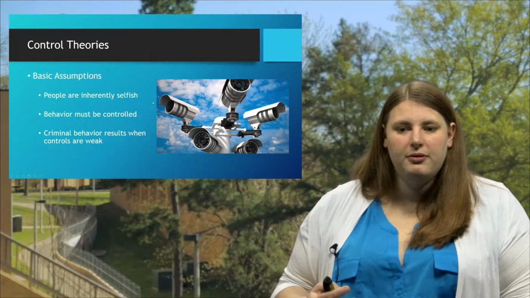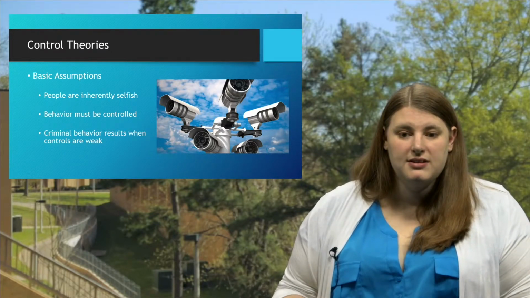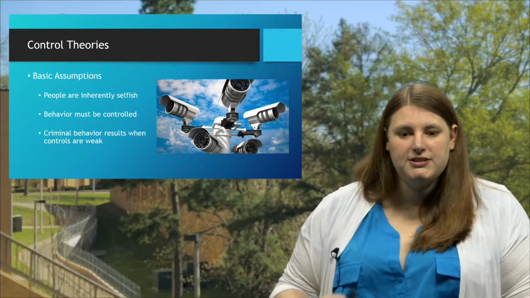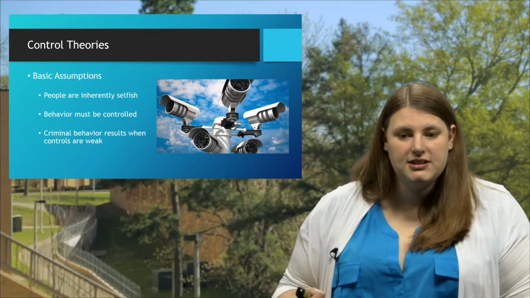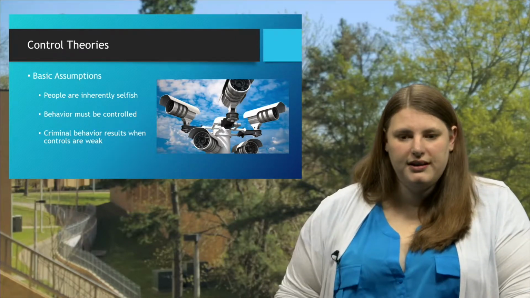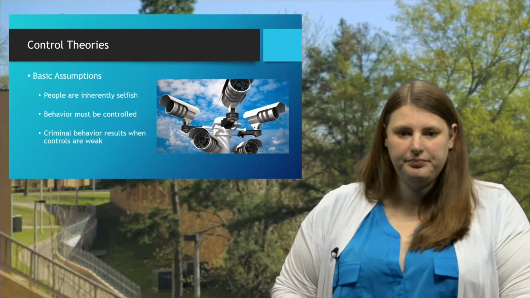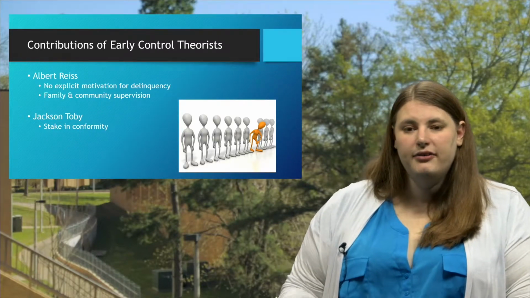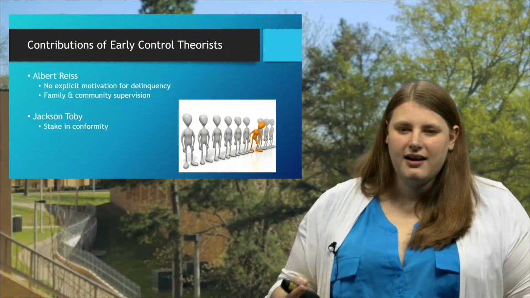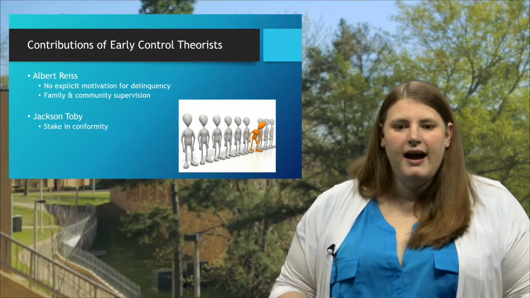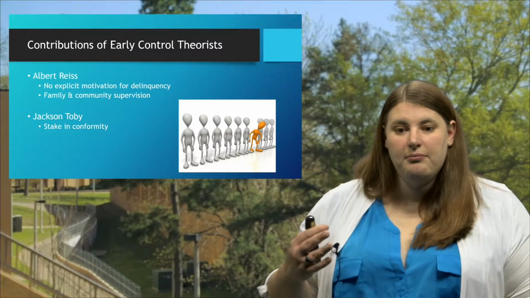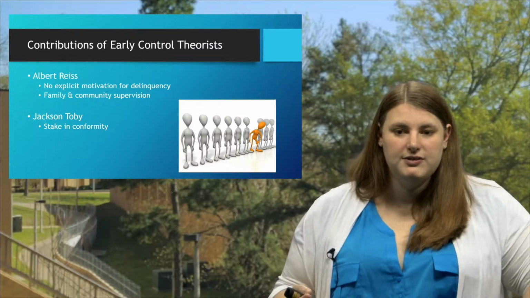Control theories believe that criminal behavior is the result of weak controls, meaning that society has failed to stop the person's innate behavior, and as such, the person engages in crime because of their innate selfishness. The mechanisms of control vary between control theories, but all control theories share these basic assumptions. Your textbook covers several early control theories. I'm not going to go in depth on these early theories because they're not commonly researched in modern criminology. However, I want to highlight the contributions of these early theories to the next three major control theories that we will cover over the next few slides.